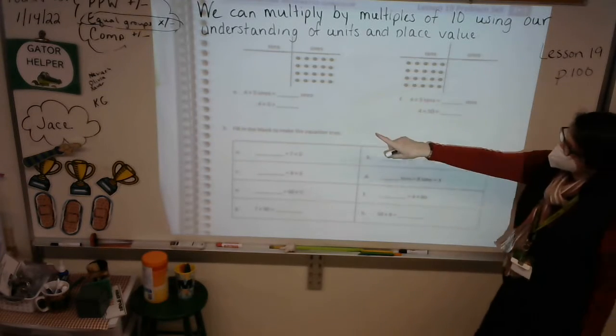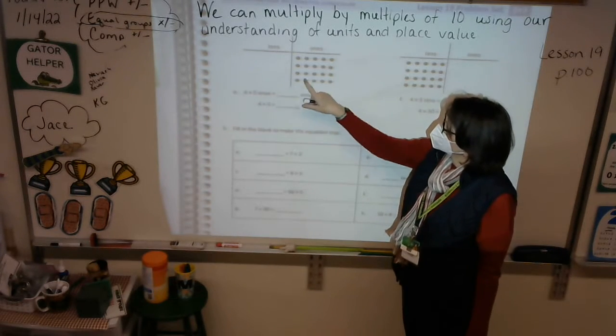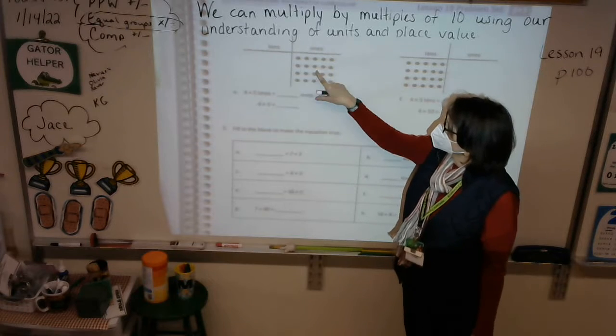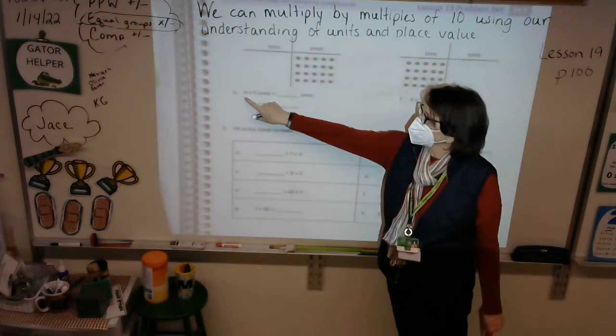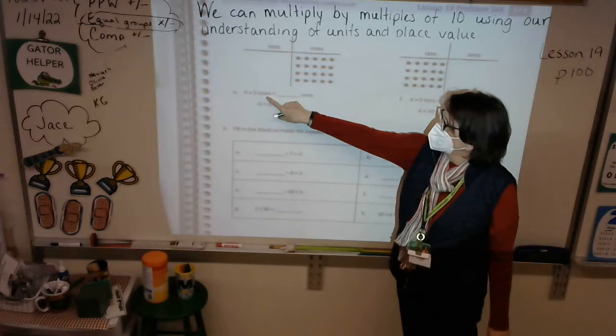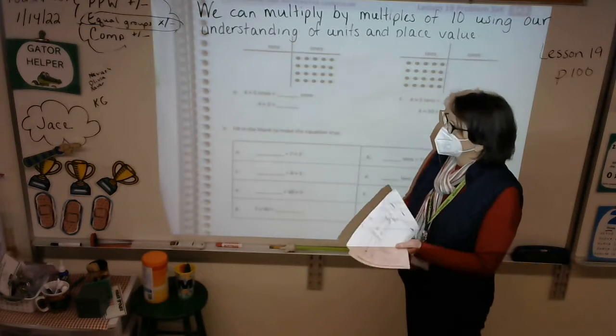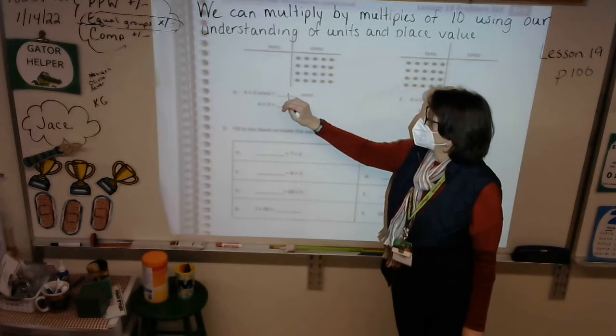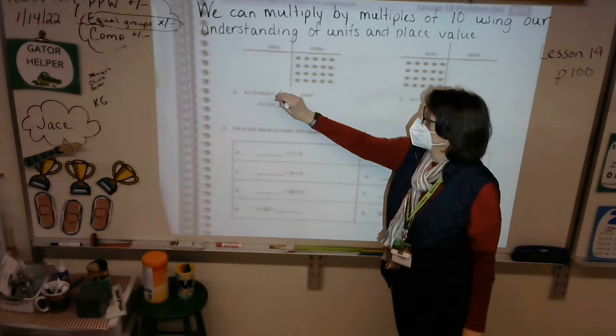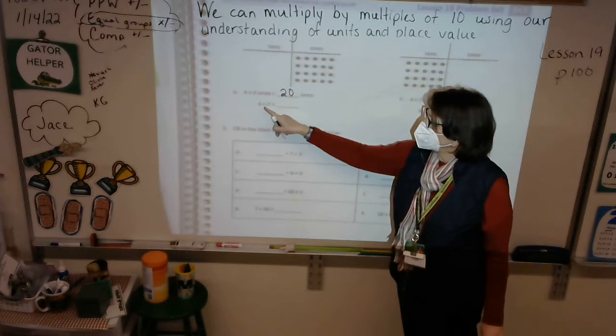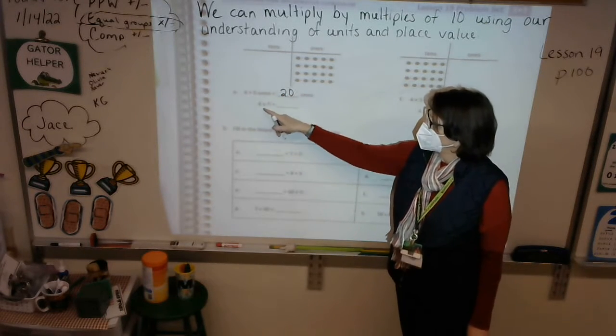All right, the first one, I see 4 times 5 ones. So I see 4 rows. I see 5 ones in each row. Pendant, read it for me. 4 times 5 equals 21. Very good. What about 4 times 5? Go ahead. 4 times 4 5.